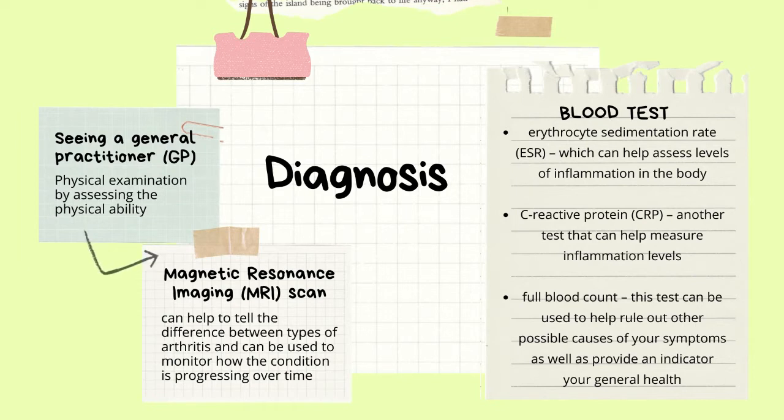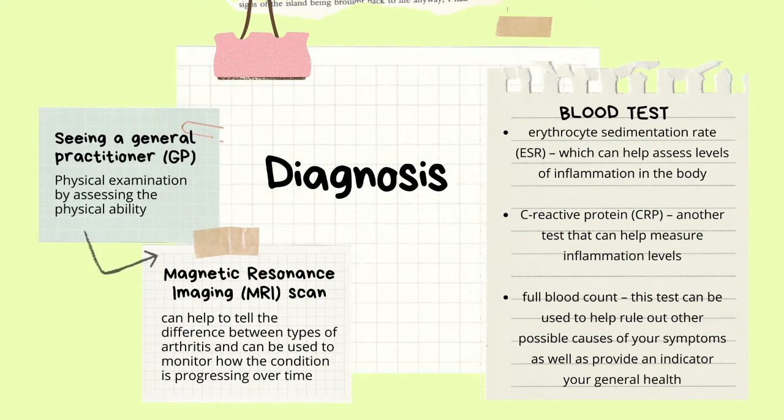After that, the blood test. The general practitioner may arrange blood tests to help confirm the diagnosis. There are three main blood tests. First, erythrocyte sedimentation rate, ESR, which can help assess levels of inflammation in the body. Second is C-reactive protein, CRP, another test that can help measure inflammation levels. And third one is full blood count.